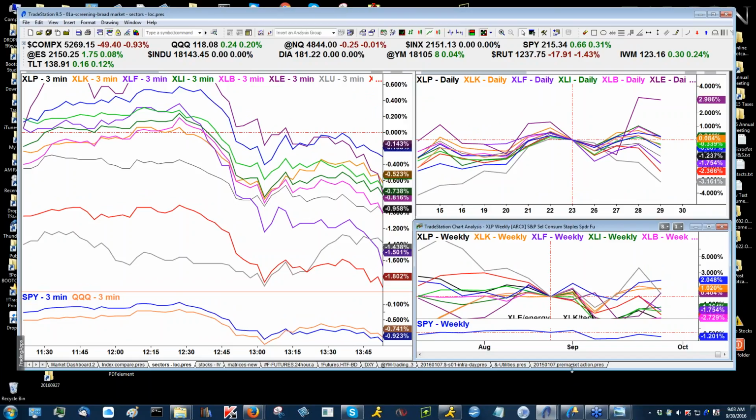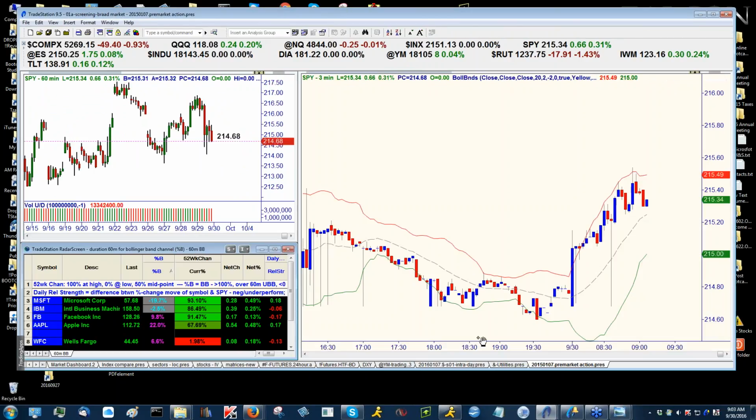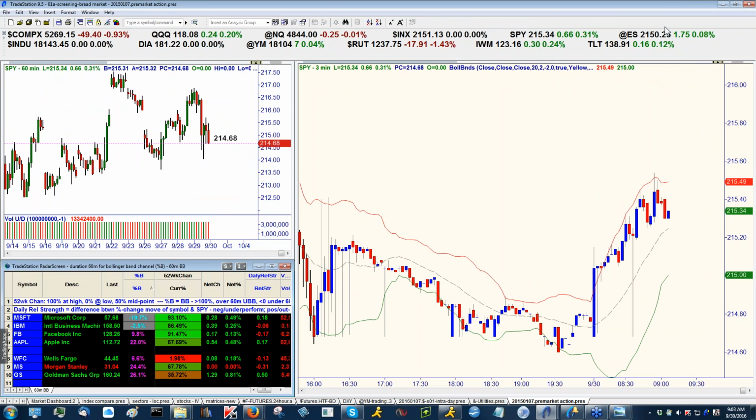A couple of other things that I look at: I want to see in the pre-market what's going on with some of the major players. Most of the time, when it comes to what drives the market, there are essentially two sectors of keen importance. One is tech and the other is financials. As financials and tech go, so goes the market, pretty much.